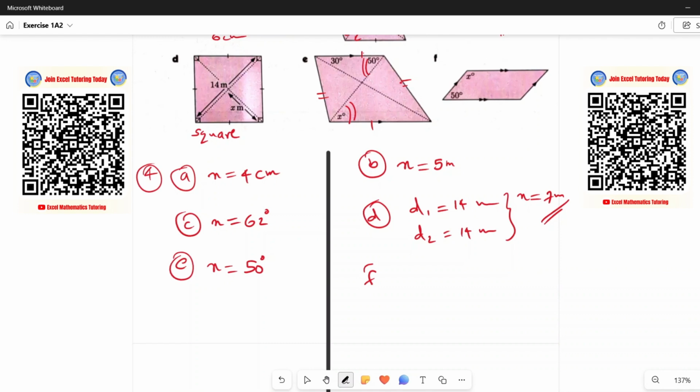Now moving on to F. Again we need to find the angle here. So this is again a parallelogram.